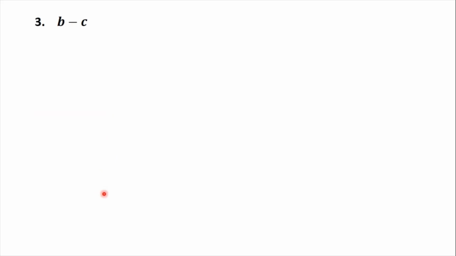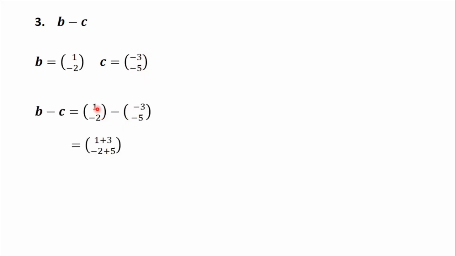The next one is B minus C. So we have B to be (1, -2) and C is (-3, -5). So B minus C will give us 1 minus -3, which is 1 plus 3. We know this from algebra: 1 minus -3 will give us 1 plus 3. Then we have -2 minus -5, which will give us -2 plus 5. Okay, 1 plus 3 is 4, -2 plus 5 is 3. So B minus C will give us (4, 3).